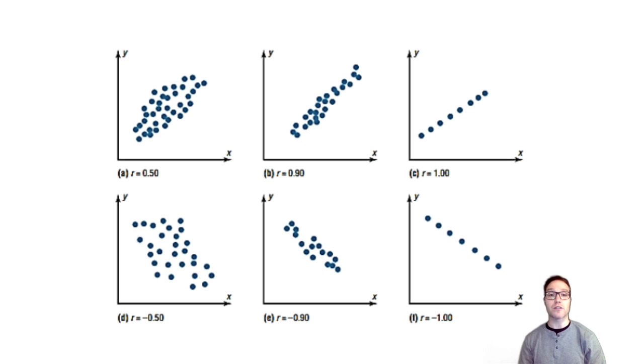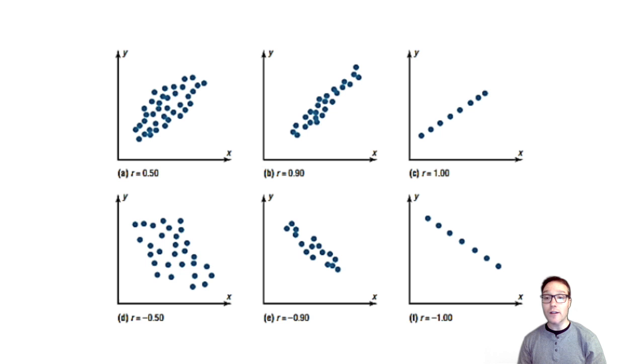Here's some examples of scatter plots and their R values. A, R equals 0.5. This is a moderate positive relationship. B, R equals 0.90. This is a strong positive relationship. C, R equals 1.0, positive 1. This is a perfect positive relationship. See how they line up perfectly?